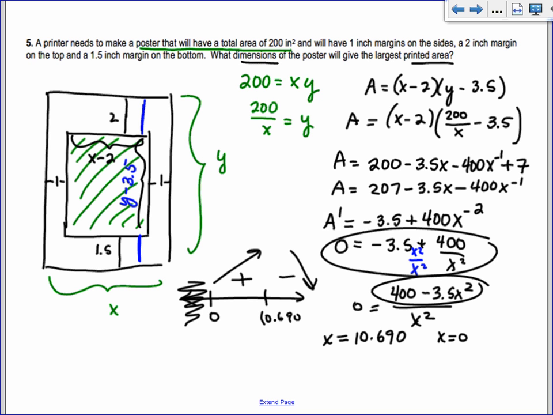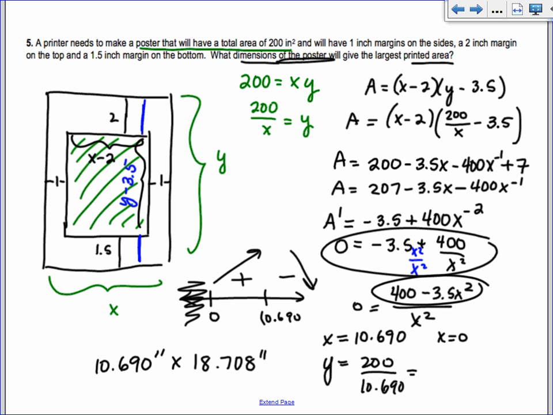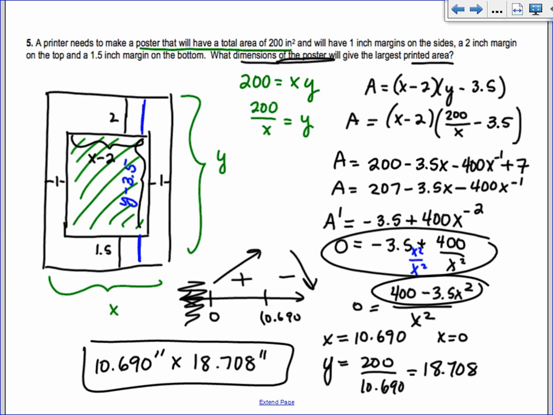So what dimensions of the poster is your final answer? So it's going to be 10.690 inches by, what was the other one? So 200 divided by that, 18.708 inches. So I found y by doing 200 divided by x. And I had it stored because I'm a good calc teacher. I used my answer key, right? So that's your answer.